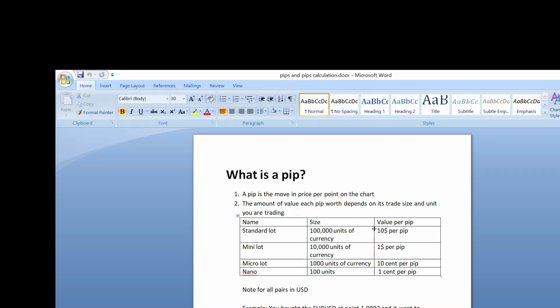Let's assume you enter a buy order on the EUR/USD pair. There are two things involved. It either moves up or it moves down.